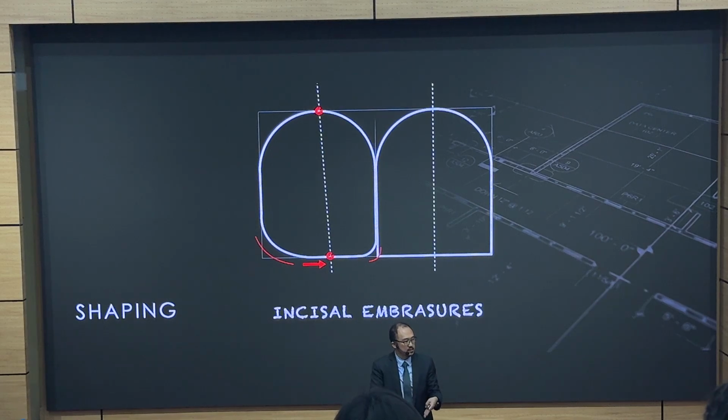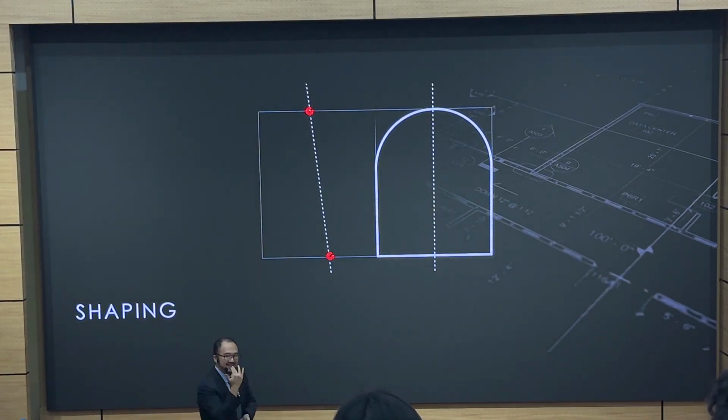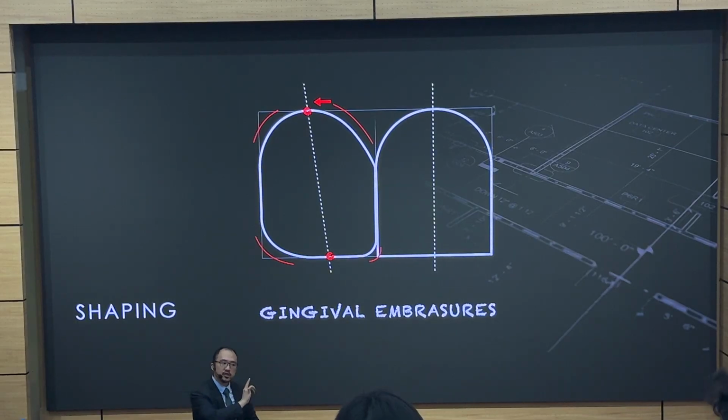Does that make sense? So after you make sure that the incisal edge is correct, this is the second thing that you need to adjust. You adjust the embrasures. After you adjust the incisal embrasure, you adjust the gingival embrasure. Sometimes those are too overbuilt, sometimes they're too fat. You want to adjust those as well.